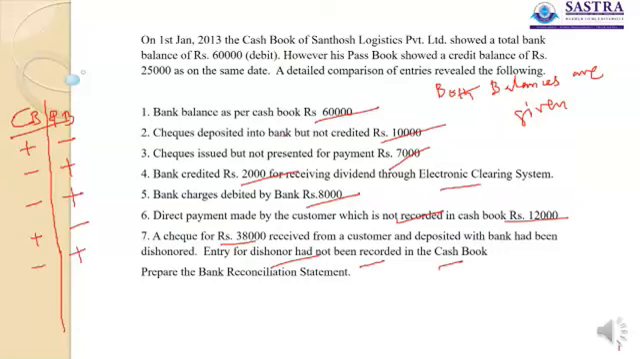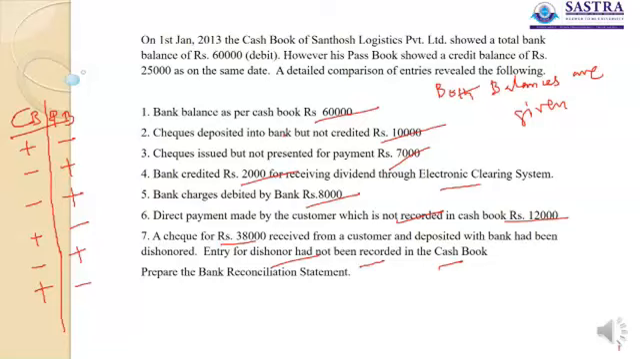A check for rupees 38,000 received from a customer and deposited with the bank. Whenever we receive the check, we record it into cash book and then deposit it into bank. This is the practice. The cash book is kept higher because of the receipt which has been entered, but the same has been deposited with bank, and the bank had not collected it and it has been dishonored by the bank because of no balance, so that it keeps the passbook's balance lesser. Such entry for dishonor had not been recorded in the cash book, that keeps the balance plus.